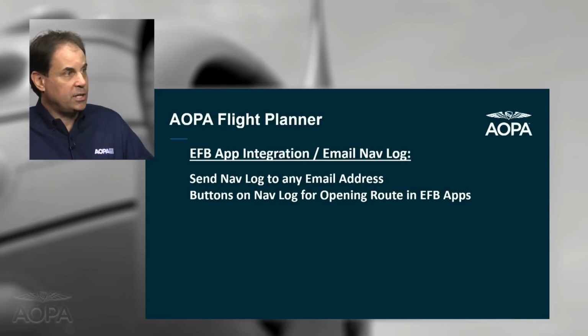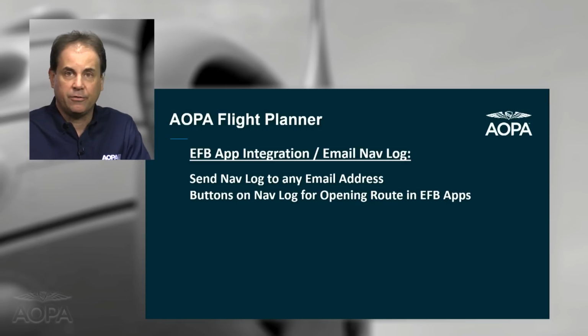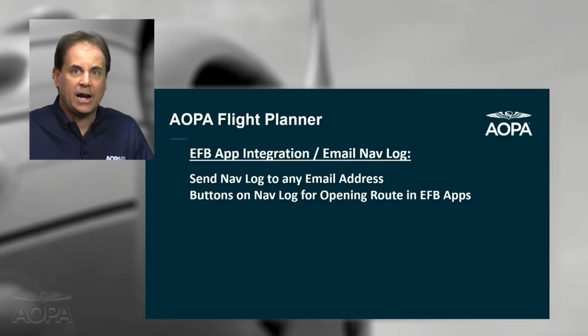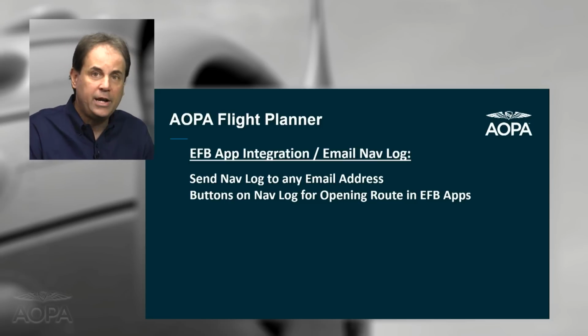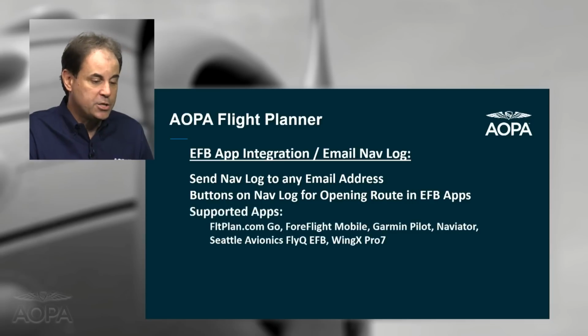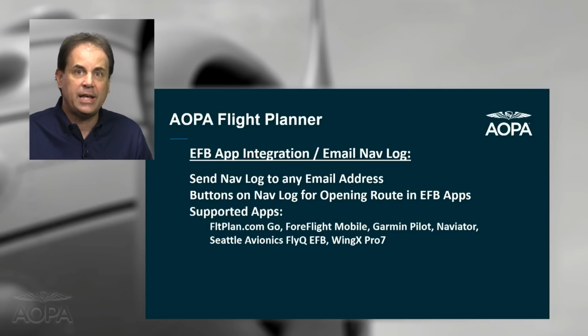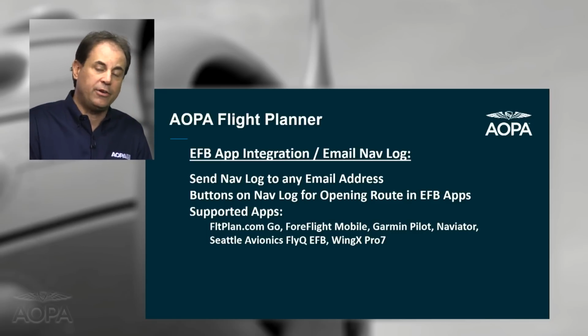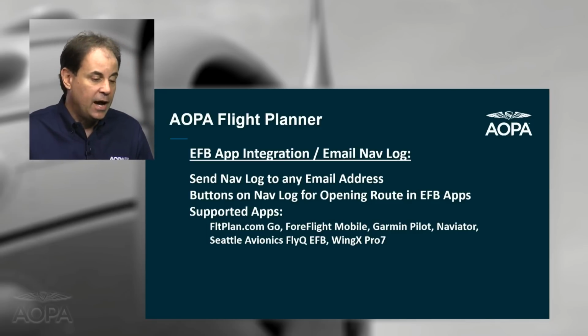And one person could be using ForeFlight, another person could be using FlyQ, and a third person could be using WingX. And they could all get the same email and actually open the route in 3 totally separate EFBs. So currently, we support 6 different EFB apps. We cover both iOS and Android for the ones that do offer that.